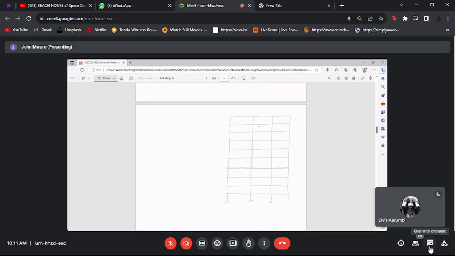We'll also discuss later how you'd support the columns at the bottom. Okay, let's draw it right. So usually we would pin the columns. In this course, we will discuss why we would pin them and not fix them. We'll pin the columns for such a building.